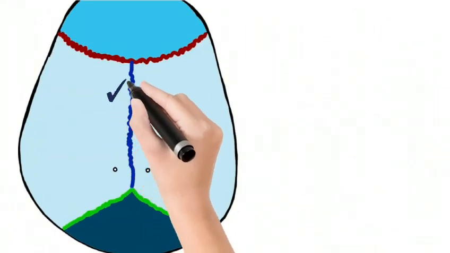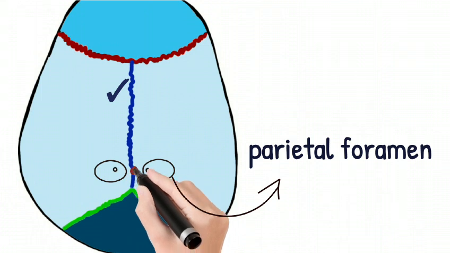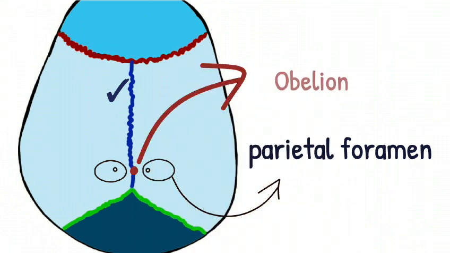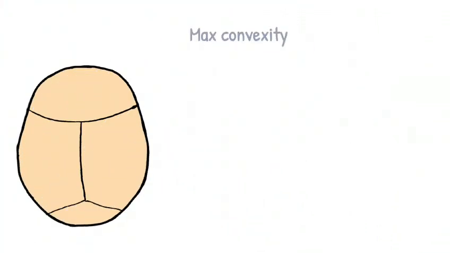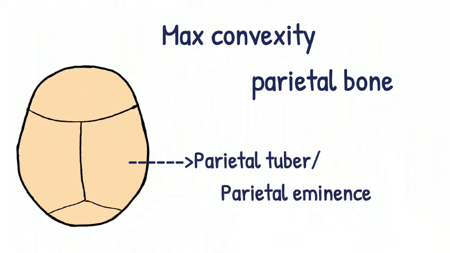On either side of the sagittal suture are the parietal foramina. In between the parietal foramina, on the sagittal suture, is the obelion. The area of maximum convexity of the parietal bone is called the parietal tuber or parietal eminence.